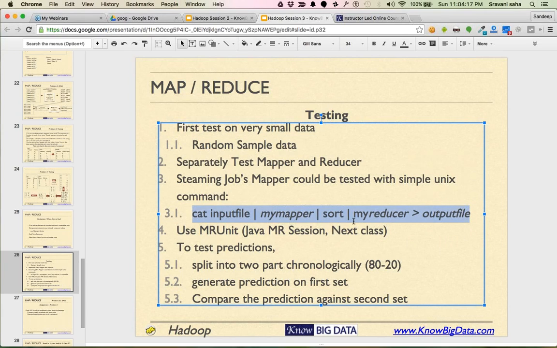And the good news is the streaming jobs mapper and reducer can actually be tested like this. If you have a MapReduce job whose input file is this and has got a mapper and reducer, you can actually pipe the input file to mapper and then use the sort and then reducer. Okay.